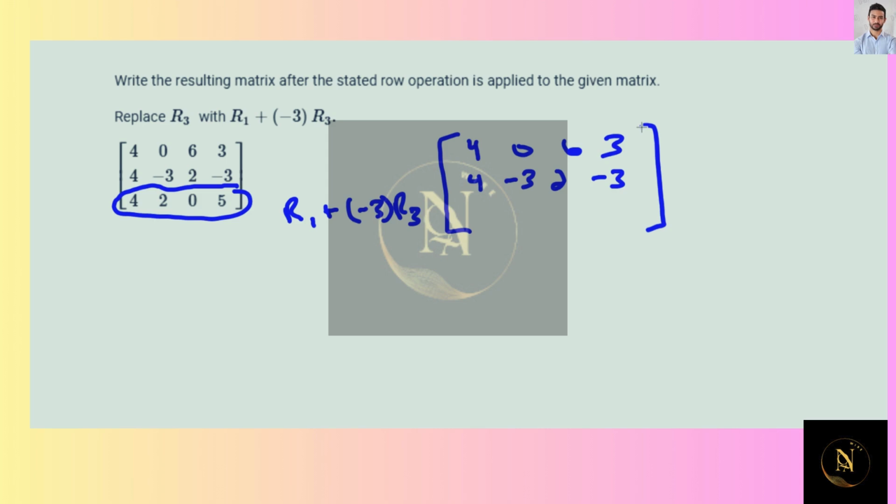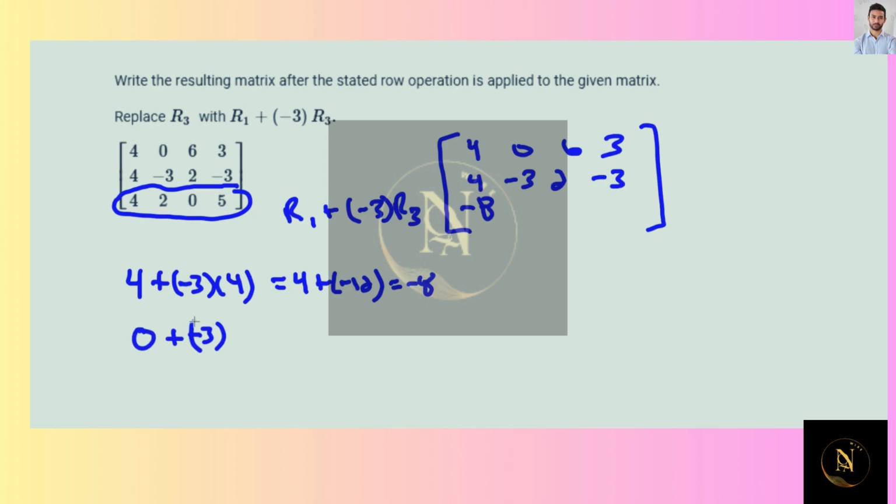Row 3 is going to become row 1, which is 4, plus -3 times row 3, which is 4. That's 4 plus -12, or -8. And then we'll take, for the second element, row 1, which is 2, plus -3 times 2, that's -6.